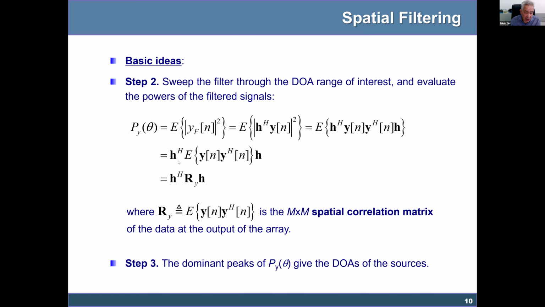But what remains here is what? By definition, it is the correlation covariance matrix of the array output, y. And so P_y of theta can be expressed in this way. And it depends on theta because by changing H, you change the pointing direction. So the dependency on theta is hidden in H.